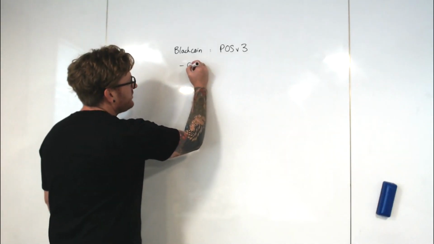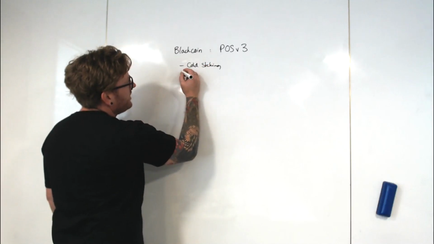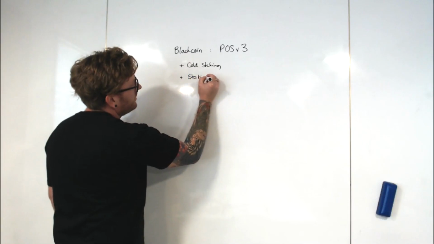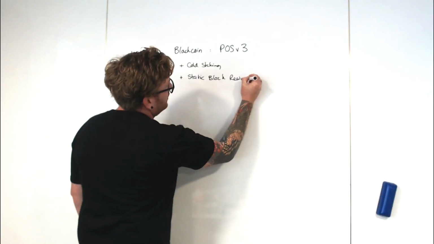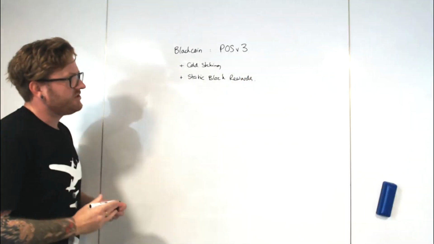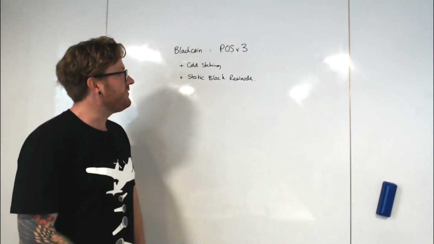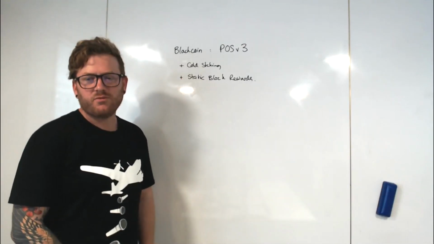So cold staking plus static block rewards is the essence of what POSV3 is about. We're already POSV2 compliant with the clock fix stuff that we previously did. And then with these two upgrades, we'll be compliant with proof of stake version 3.